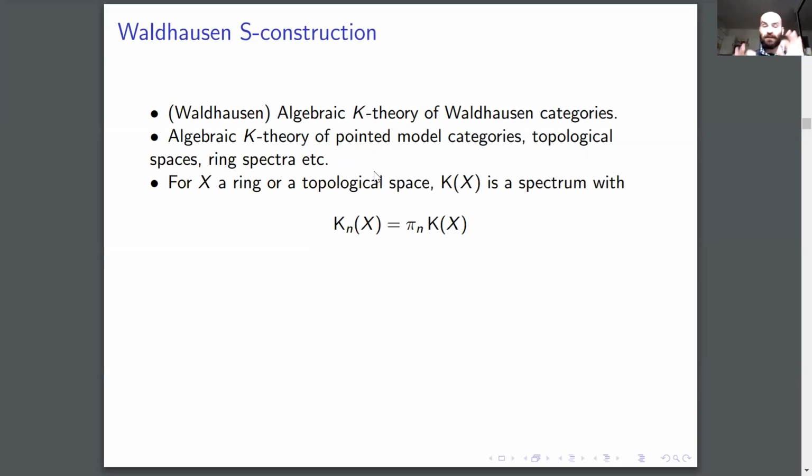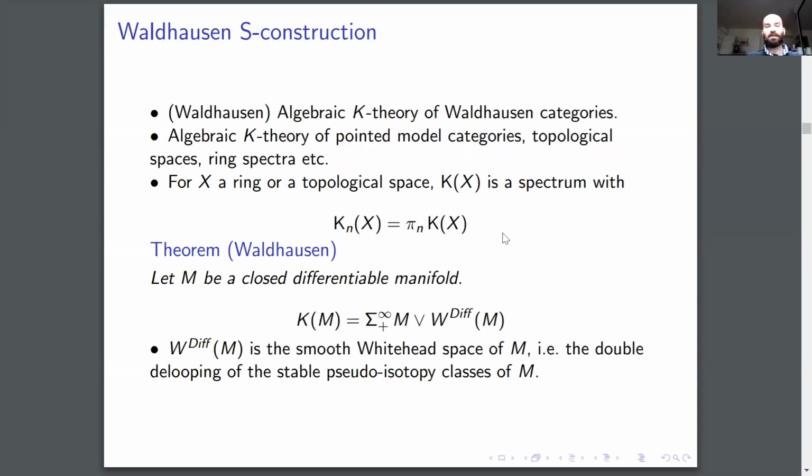So I want to fix a notation here. For X a ring, topological space, or a ring spectrum, when we say KX, we mean the topological algebraic K-theory spectrum. That's often how people talk about algebraic K-theory these days, I think. When we say KX, we talk about the spectrum whose homotopy groups are the algebraic K-theory groups. Okay, so that's what I mean when I say KX.